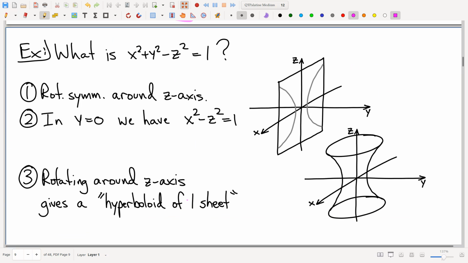So here's an equation. You'll notice x and y appear only in the special form. No other x's, no other y's. Sweet. So it's rotationally symmetric around the z-axis, which means it is a rotation of its cross-sections. I can pick any cross-section I want.